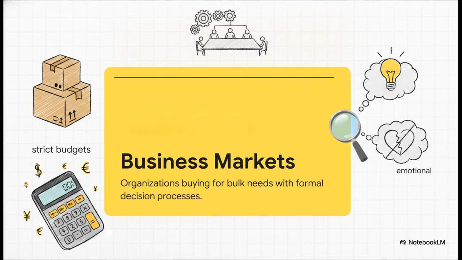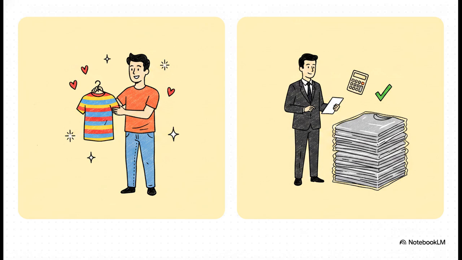Organizations are buying to maintain their operations or drive their own profits. So that emotional appeal, completely gone. It's replaced by this ruthless rationality. We're talking strict budgets, long procurement cycles, multiple stakeholders having to approve things. You're no longer selling a feeling here. You are selling pure efficiency and risk reduction. The contrast between the two is just stark.